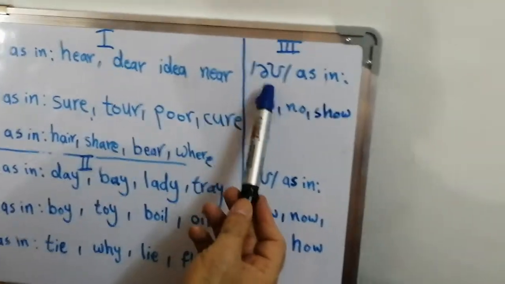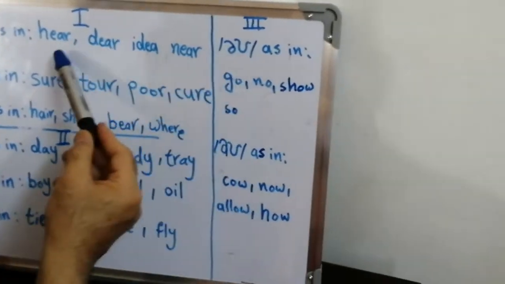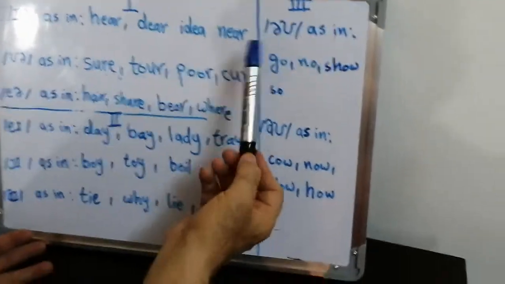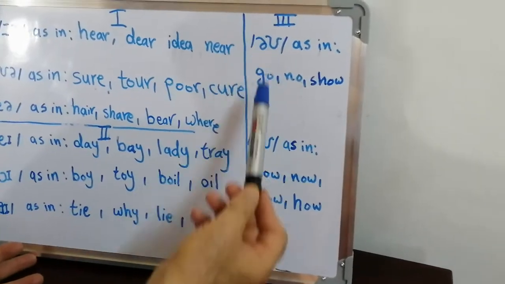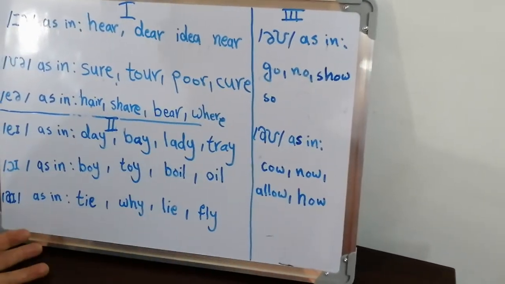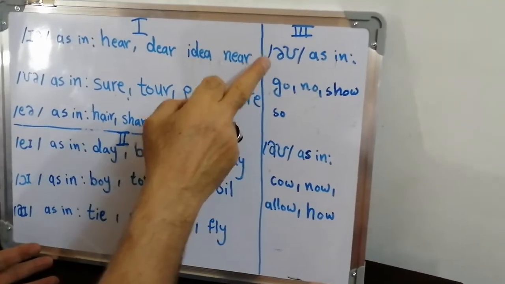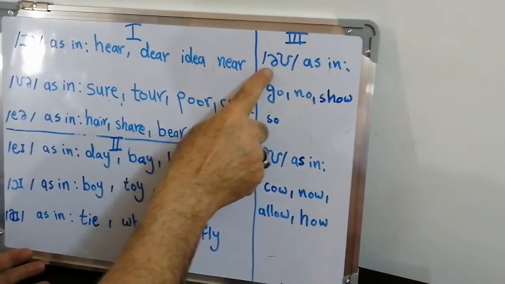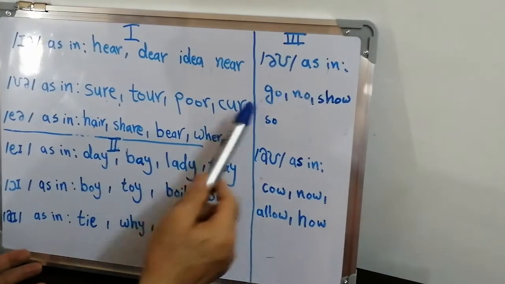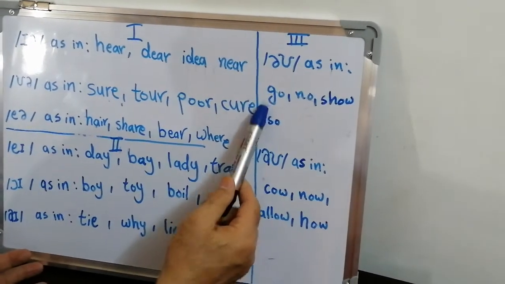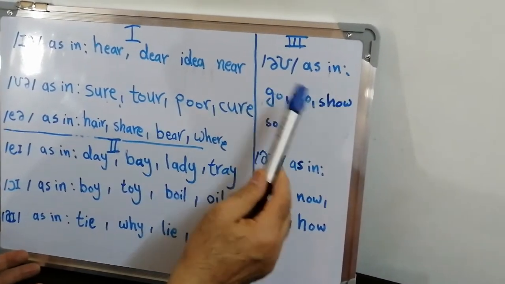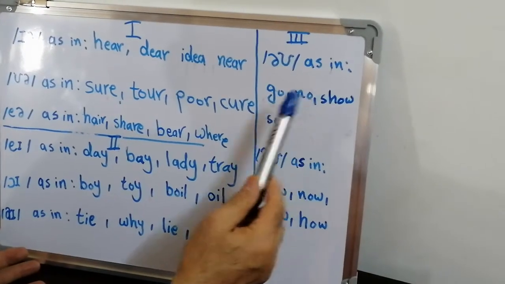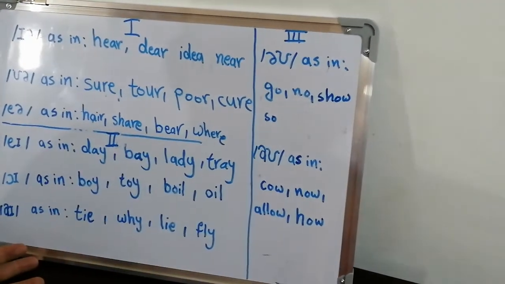The third group consists of only two, so we have 3 plus 3, 6, and here we have 2. This group has 2 vowel sounds, diphthongs that end in "oo." This is pronounced as "oh," and you find it in the words go, no, and show.